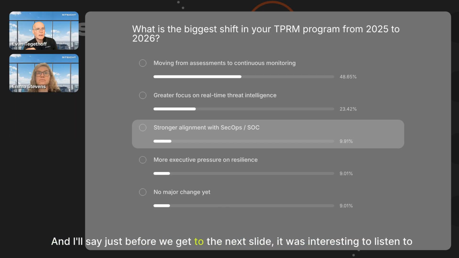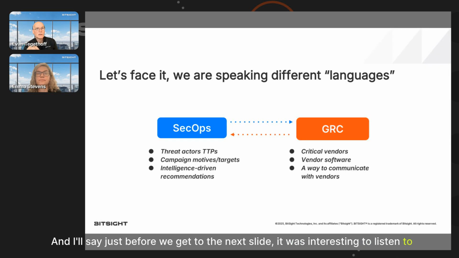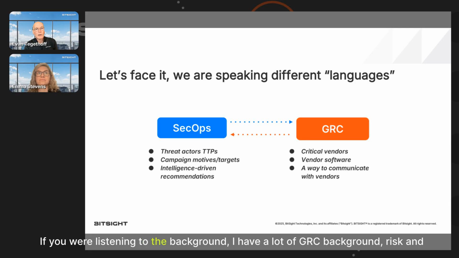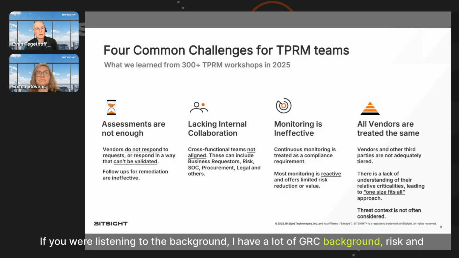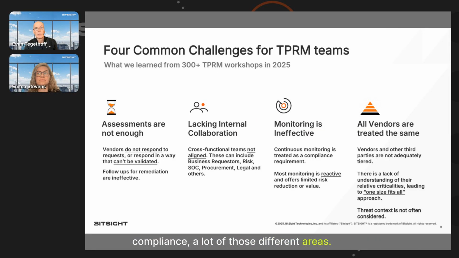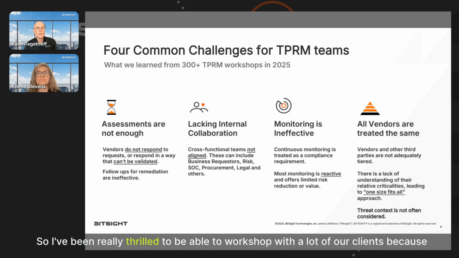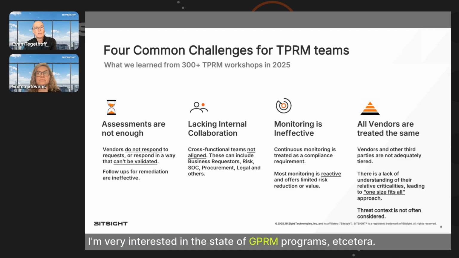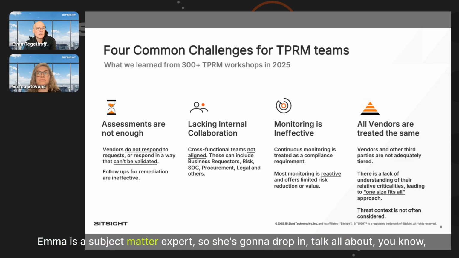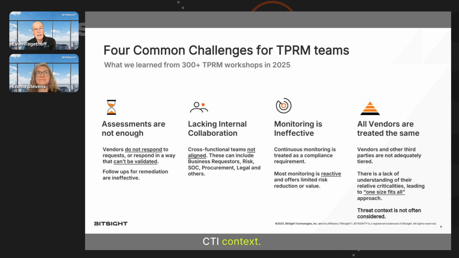And I'll say, just before we get to the next slide, it was interesting to listen to Chonglu's opening there with SecOps and GRC, because you can kind of look at Emma and I as representing these different areas as well. If you were listening to the background, I have a lot of GRC background, risk and compliance, a lot of those different areas. So I've been really thrilled to be able to workshop with a lot of our clients, because I'm very interested in the state of TPRM programs, et cetera. Emma is a subject matter expert, so she's going to drop in, talk all about CTI context. We'll talk about threat actors. We'll talk about a lot of things.